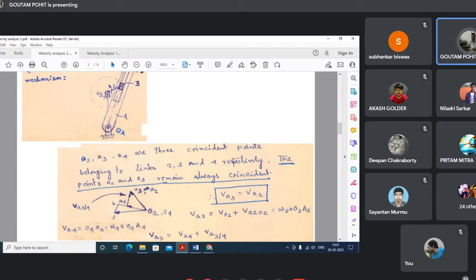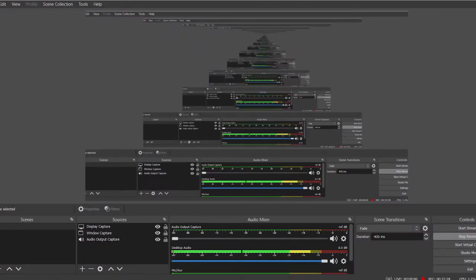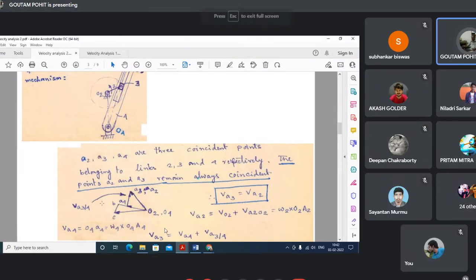So what we do is, we draw a line here, which will be perpendicular to this center line. Then we draw another line parallel to this one, starting from this one. They will intersect here, and that will give the point A4. This is the absolute velocity VA4, and this is VA3 with respect to 4. It will be along this direction.